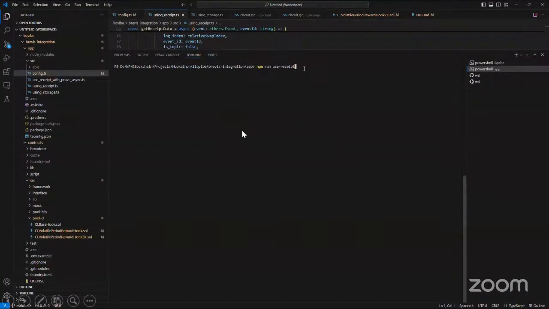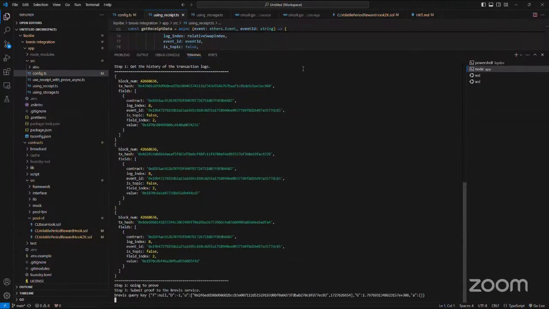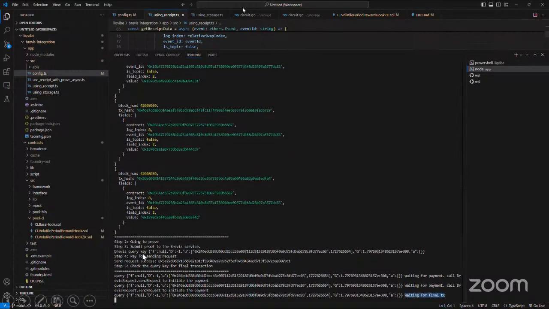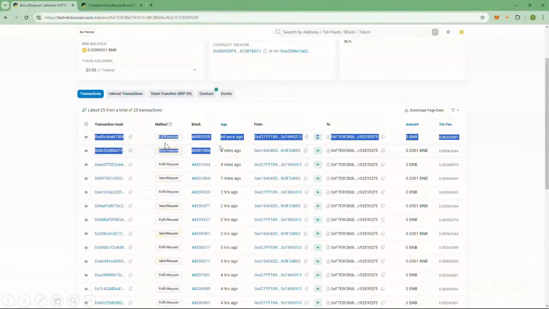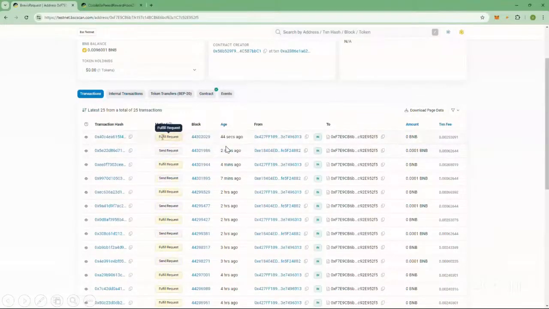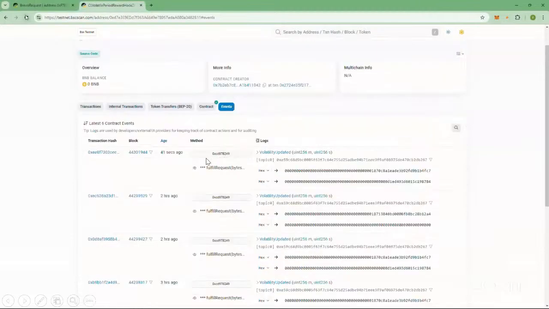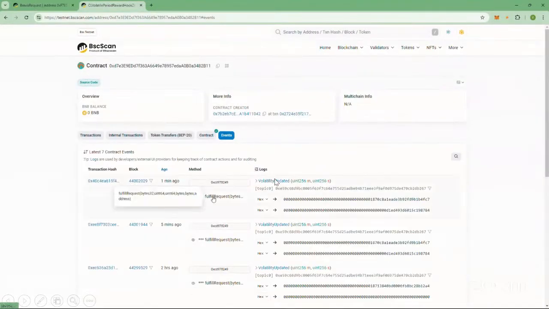So now I will run the application to show how it works. You can see the logs and the application automatically pays to send the request. After finishing, we can check the transaction on the Rabbit request smart contract, and the volatility update events in the Hook contracts.